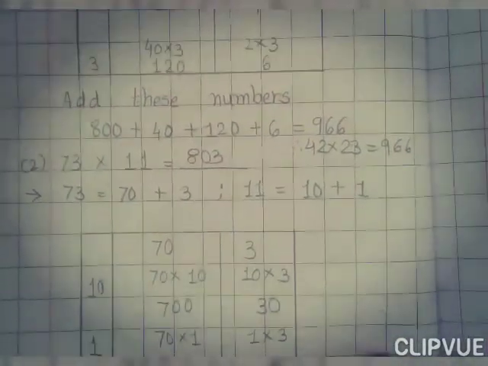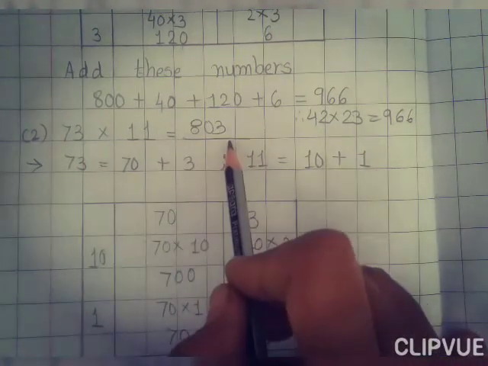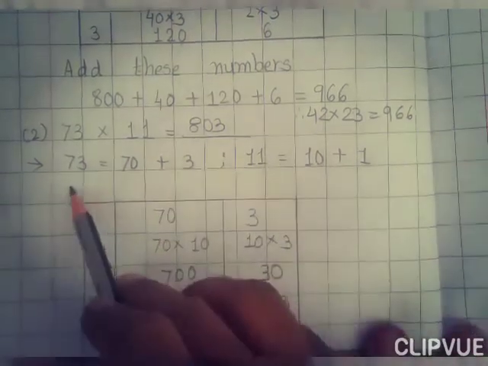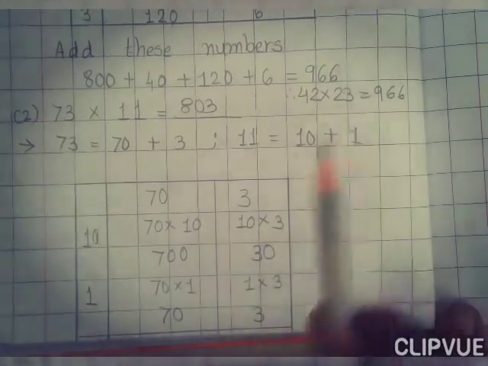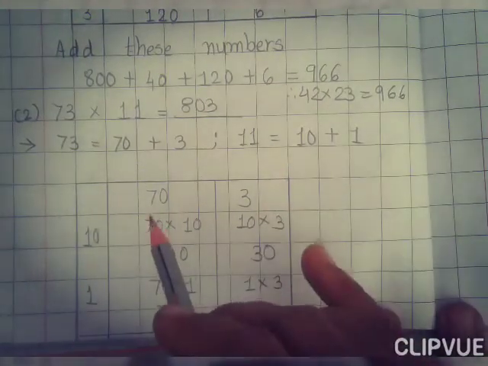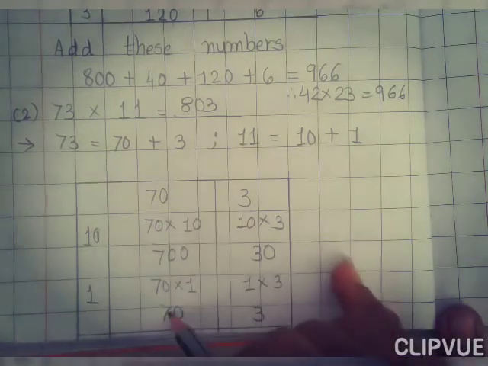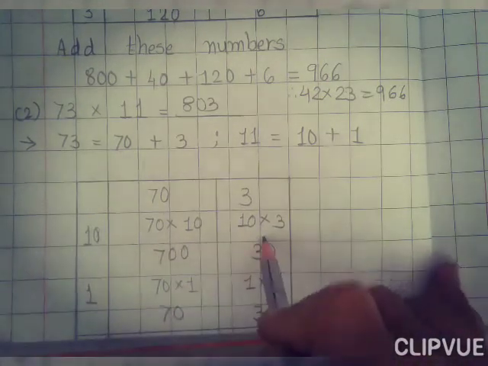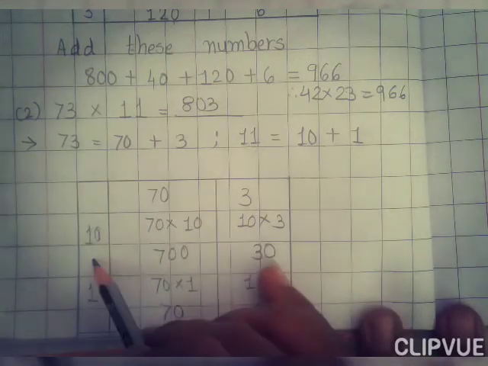Then the second example is also from the textbook. This one is here 73 multiplied by 11 is equal to blank. Once again you have to write down the expanded form of both the numbers. 73 is 70 plus 3, 11 is 10 plus 1. Now here you have to arrange the expanded numbers of 73 in the column. First column is 70, second column is 3. For 11, 10 plus 1, 10 is the first row and the 1 is the second row. Now multiply the first column and the first row.